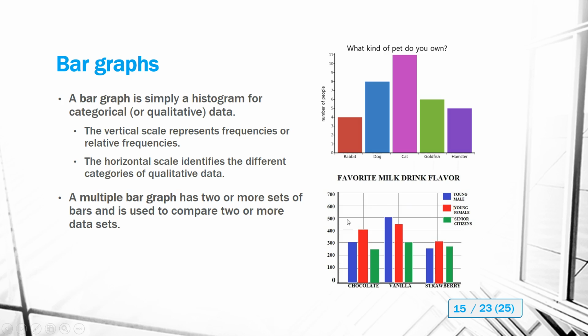Here we have what's called a multiple bar graph down at the bottom of the slide. So we can actually take more than one bar graph and put them all on the same chart. That makes it a multiple bar graph. These are useful for comparing two or more data sets. And typically the different data sets will represent different groups in a statistical study. So here we have different groups, young males, young females, and senior citizens, all asked, what's your favorite milk drink flavor?